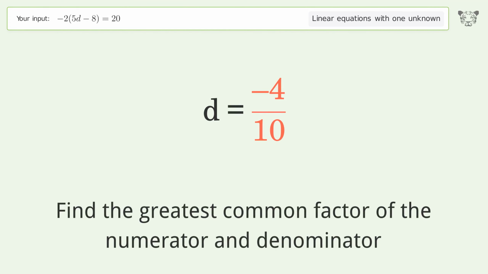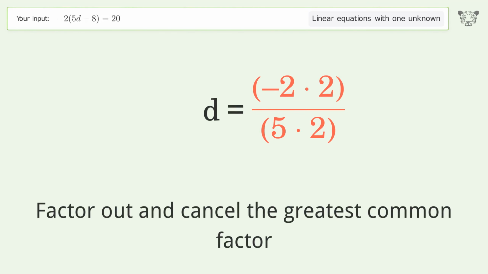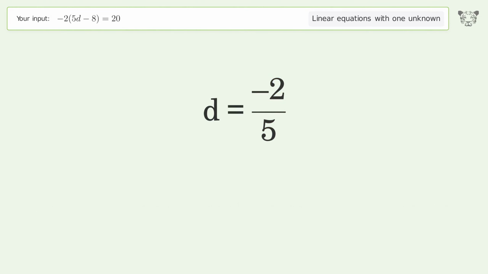Find the greatest common factor of the numerator and denominator. Factor out and cancel the greatest common factor. And so the final result is d equals -2/5.